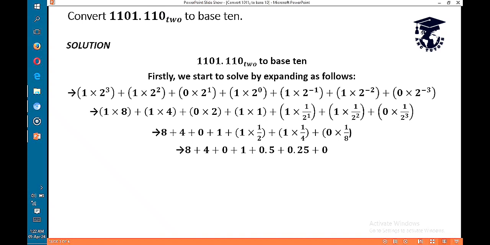Then we go on to combine our numbers together. We combine the whole numbers first, which is 8 plus 4, 12, plus 0, which is also 12, plus 1, which is 13. Then we add the decimal numbers together, which is 0.5 plus 0.25 to give us 0.75. So adding 13 plus 0.75 will give us 13.75 in base 10, which is our final answer.